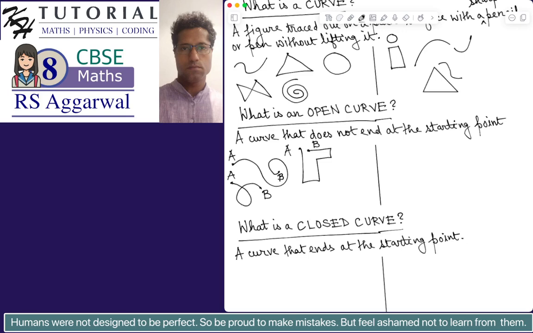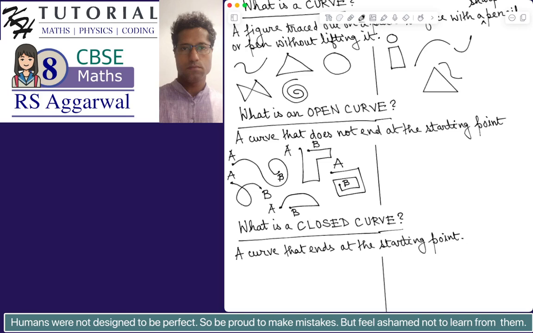Some other examples: this is also an open curve. This was my starting point and this is the end point, and as you can see they are not the same. Let's see some other examples. This is also an open curve, as this was my starting point and this is my end point, and they are not the same.